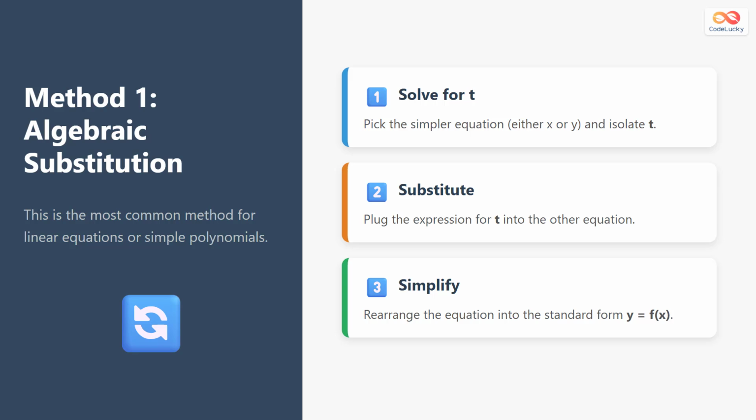The first and most common strategy is algebraic substitution. This works best for linear equations. Step 1 is to solve for t in one of the equations. Step 2 is to substitute that expression into the other equation. Finally, step 3 is to simplify the result into standard form.